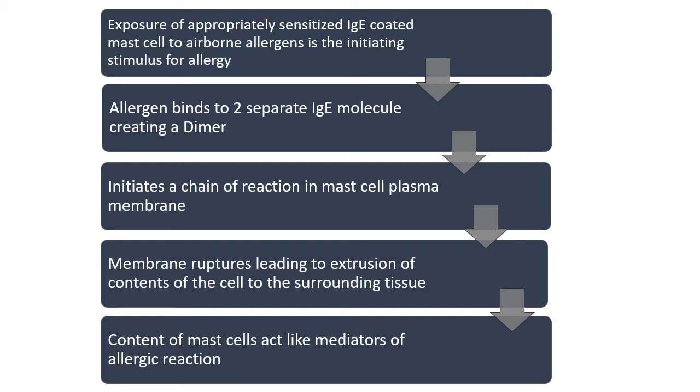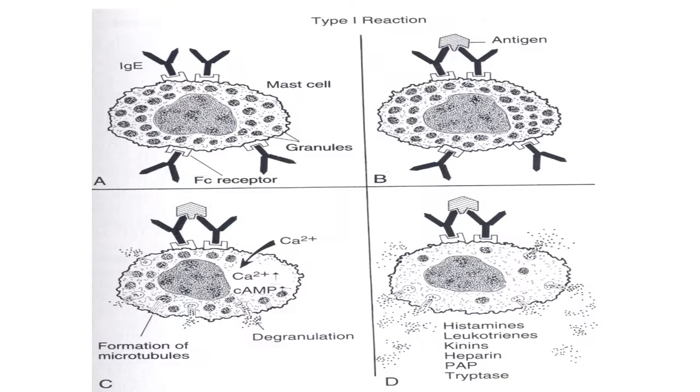The allergen binds to two separate IgE molecules creating a dimer. It initiates a chain of reactions in the mast cell plasma membrane. The membrane ruptures leading to extrusion of the contents of the cell to the surrounding tissue. This is called degranulation. And the contents of mast cells act like mediators of allergic reaction. They are called mediators. So in this picture you can very well come to know this is a reaction.